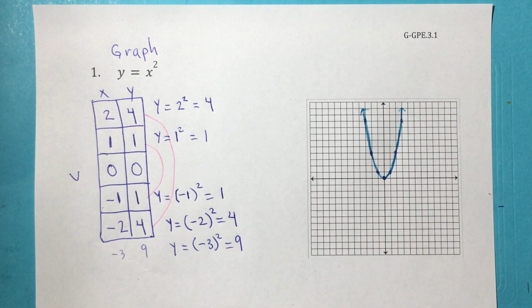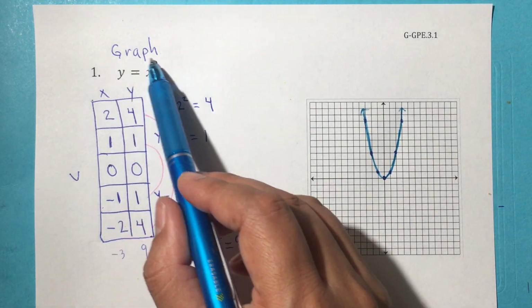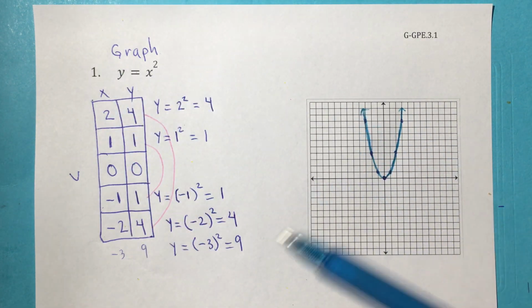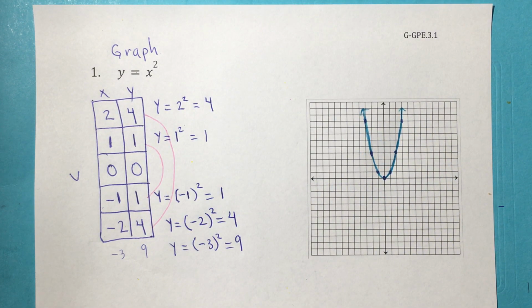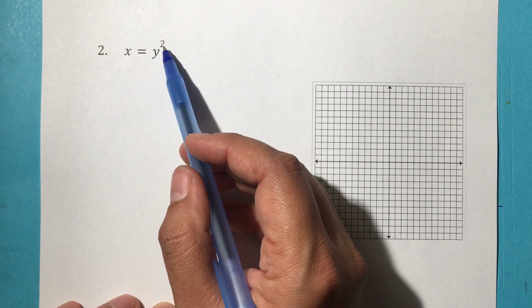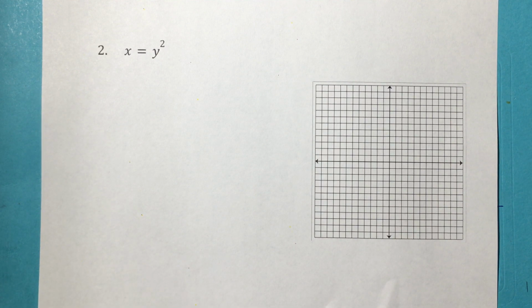So you can think of this, since my original is just y equals x squared, as the mother graph if you were doing transformations, okay? For number 2, you have x equals y squared, and you can go about graphing it by plotting points in different directions.